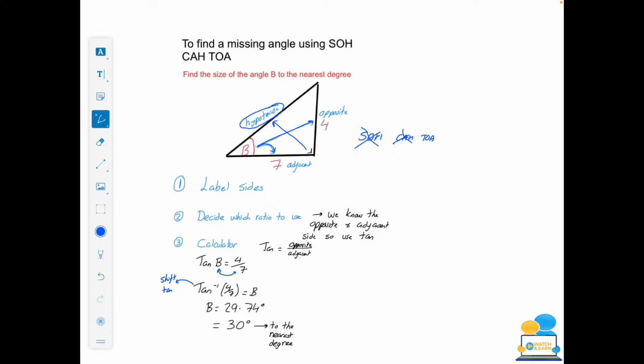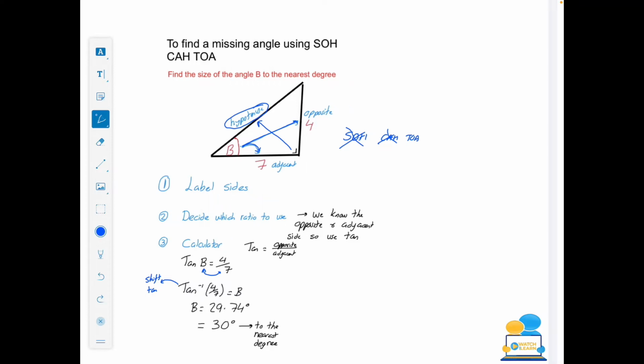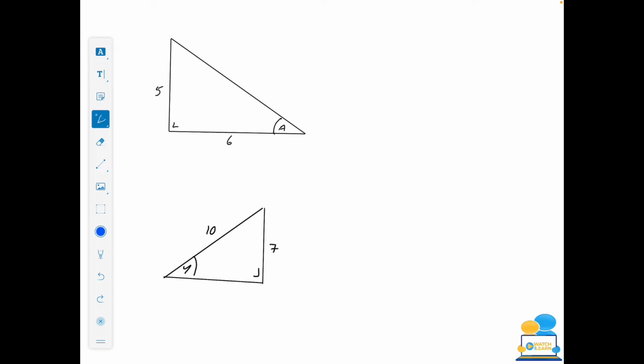Okay, if you got an answer of 100 degrees, that wouldn't be possible because the angles in a triangle need to add up to 180 and you already have your 90-degree angle. So make sure your answer is realistic, but remember, anytime you're looking for a missing angle, you need to use the inverse. Okay, so we'll do 1 or 2 examples of that now.